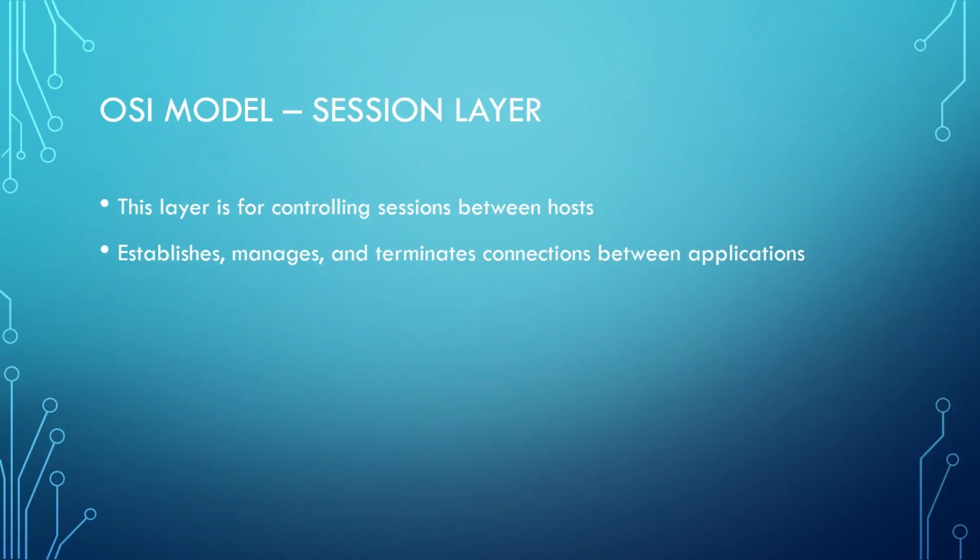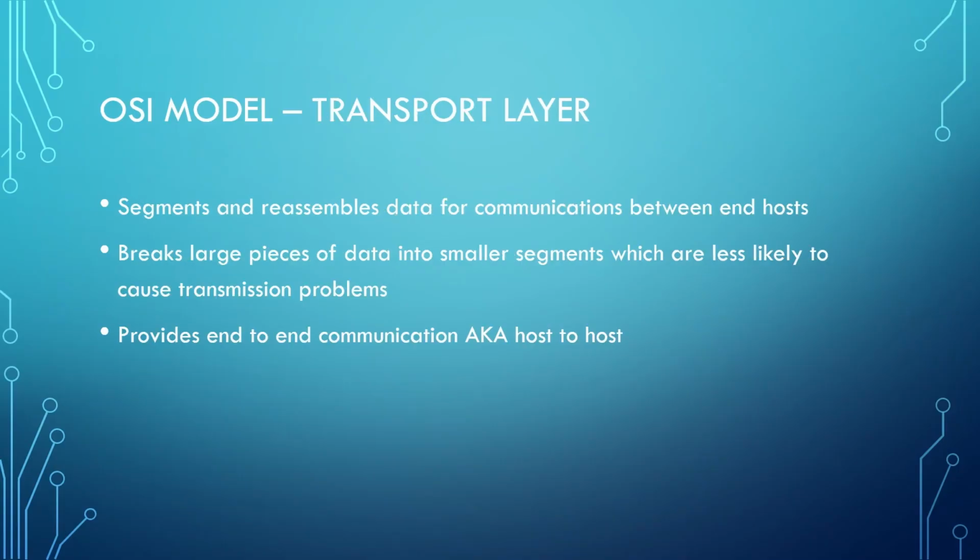The session layer controls sessions between hosts. That means it establishes, manages, and terminates connections between applications. The transport layer is the section of the network where data is segmented and reassembled for communications between end hosts. It breaks large pieces of data into smaller segments, which are less likely to cause transmission problems. This provides end-to-end communication, aka host-to-host communications.